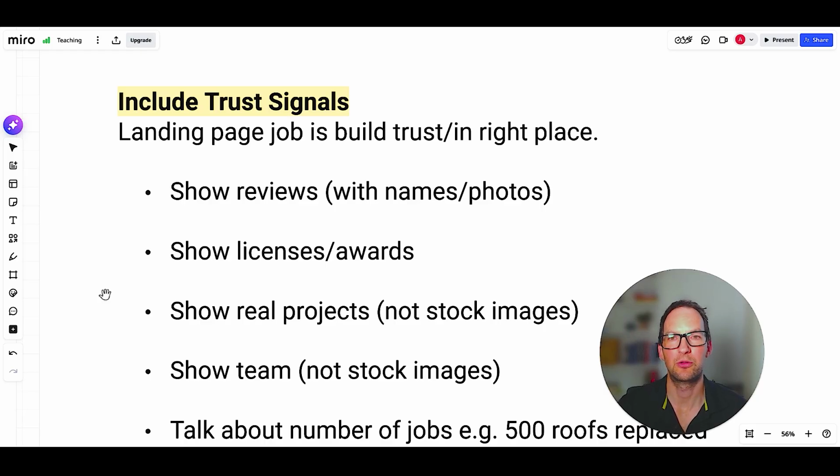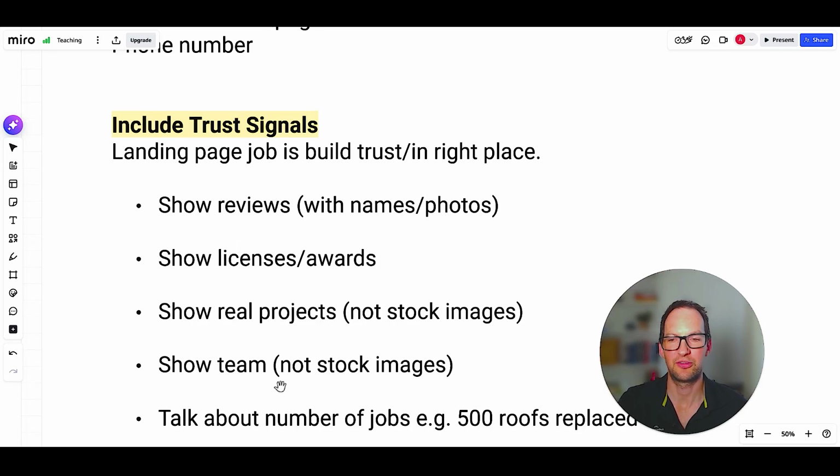The next problem with landing pages is not having enough trust. And to do that, we want to include trust signals. And your landing page, the main job is to build trust, to show that person is in the right place and that you can help them with the problem that they have. So you want to show reviews with names and photos. You want to show licenses and awards, real projects, not stock images.